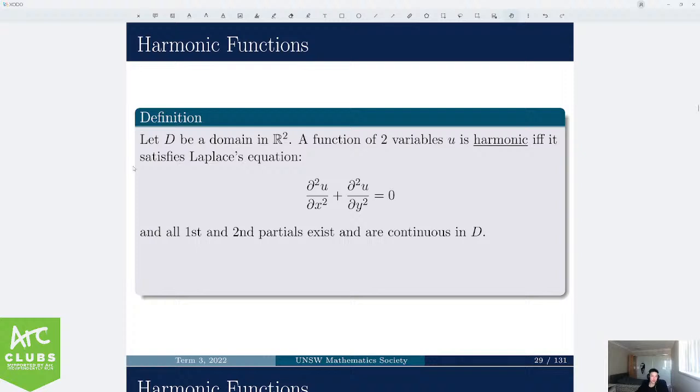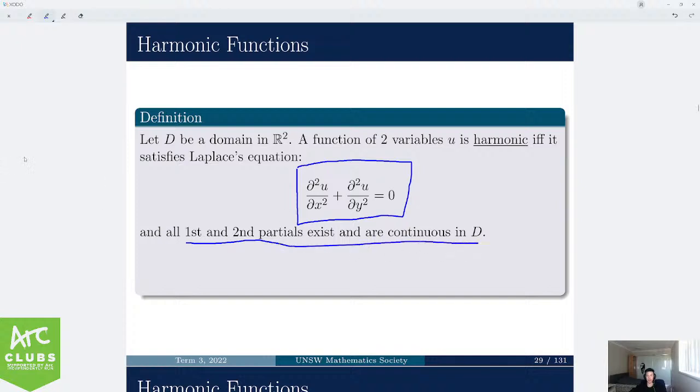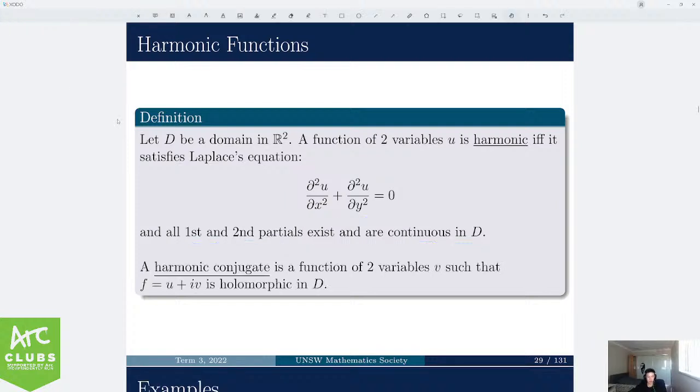And harmonic functions. If D is a domain in R2, a function of two variables u is going to be harmonic if and only if it satisfies the Laplace equation, and all of the first and second partials exist and are continuous. And the harmonic conjugate of u is a function of two variables v such that f equals u plus iv is holomorphic.